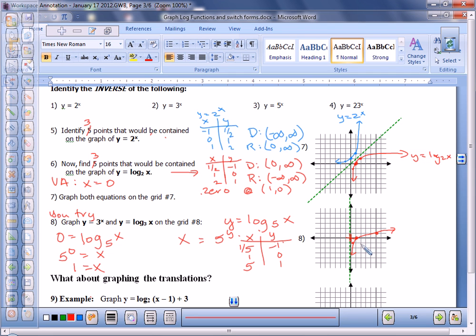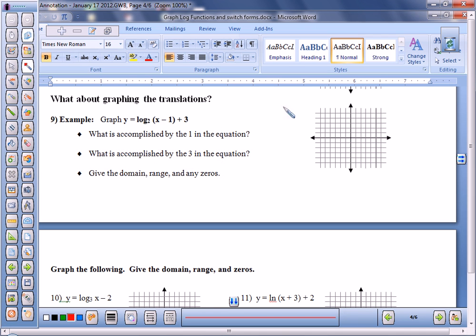Okay, so now we're going to graph when we have some translations. We're going to do all types of transformations with this. We're going to shift, like this one, translate. We're going to reflect, and we might do some stretching and compressing. Okay, when we look at this equation, what's accomplished by the 1? What does the 1 do? Okay, shifts right 1 unit.